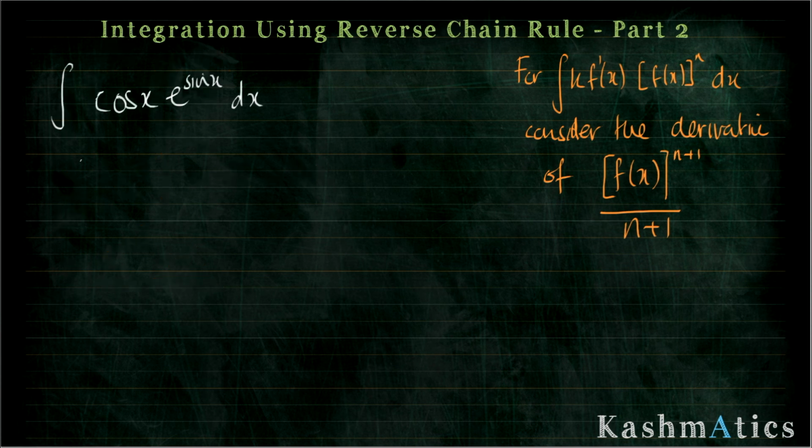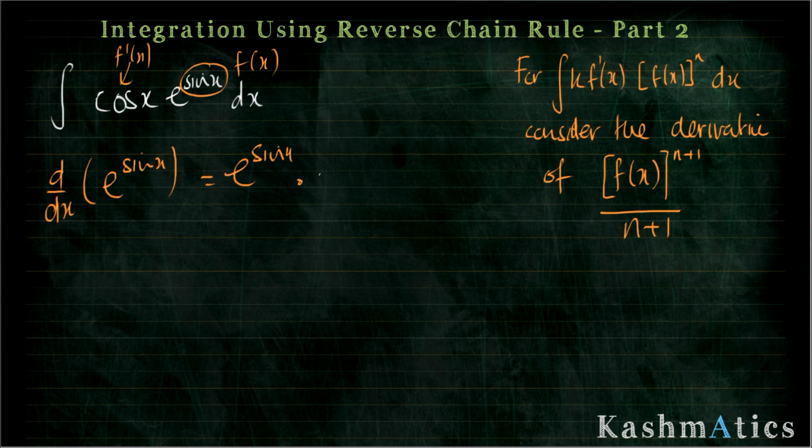And similar to the last example, this bit here is your f of x, and this bit here is your f dash x. So just as before, all I need to consider is the derivative of this. So d by dx of e to the sine x would be e to the sine x multiplied by cos x. And that's exactly what I've got here. So if the derivative of this is this, that means when I integrate this, I'll get this. So that means the answer is e to the sine x plus c.